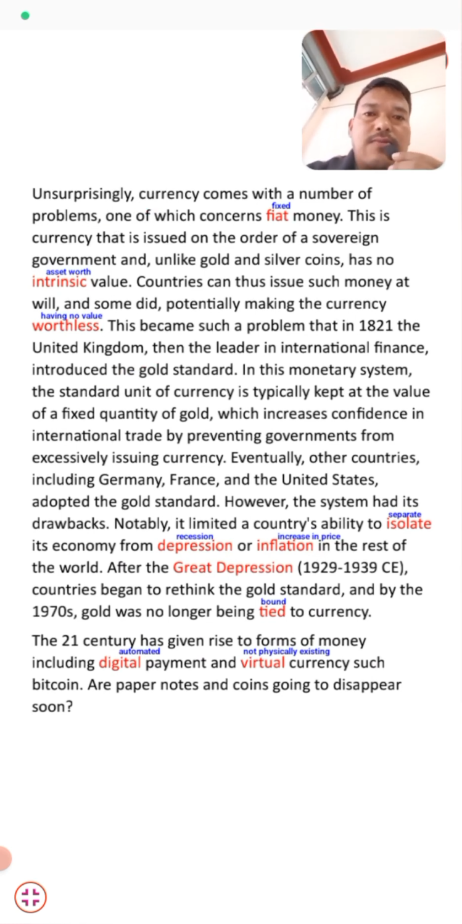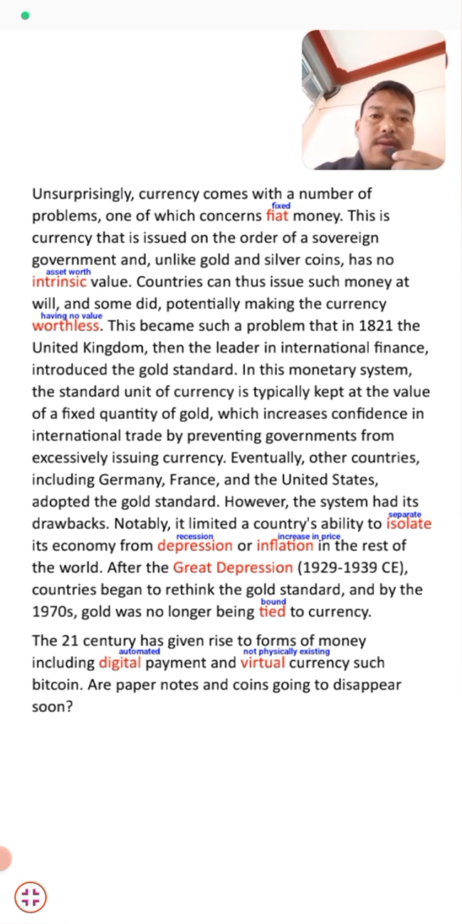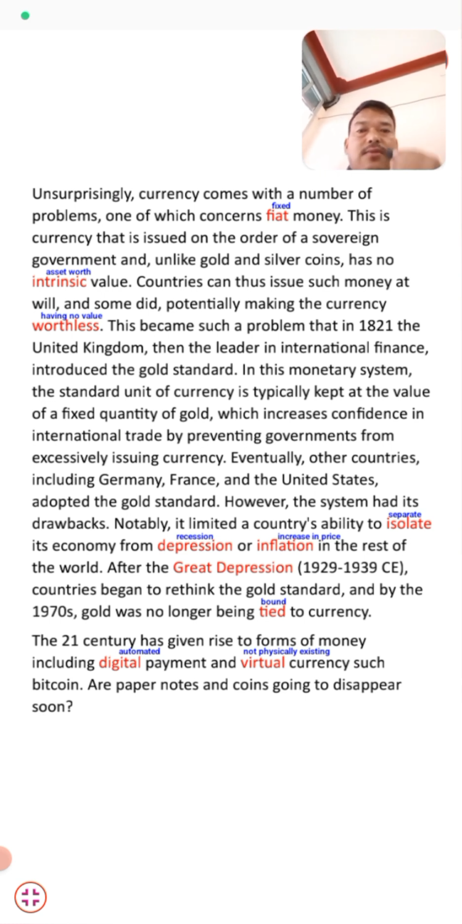Unsurprisingly, currency comes with a number of problems. One of the concerns is fiat money. Students, there are many problems with currencies, and one of them was with fiat currency. This is currency that is used on the order of a sovereign government, and unlike gold and silver coins, it has no intrinsic value. Intrinsic value is also called the asset worth. And what was that problem?